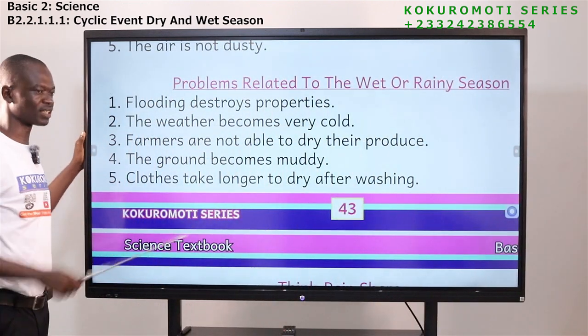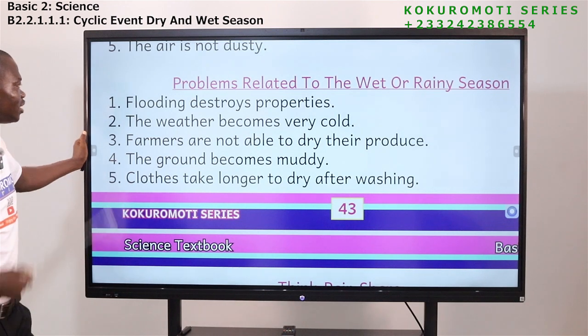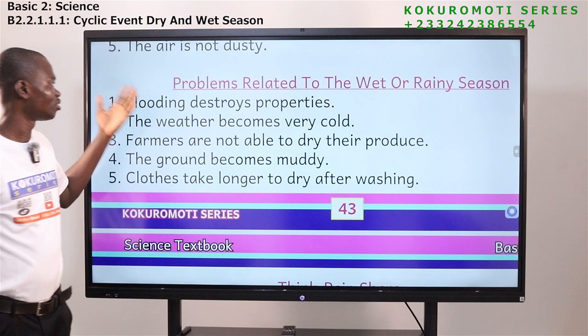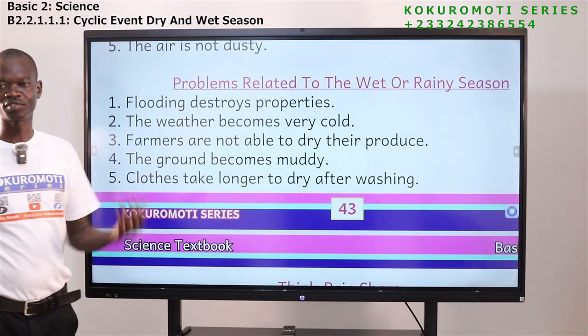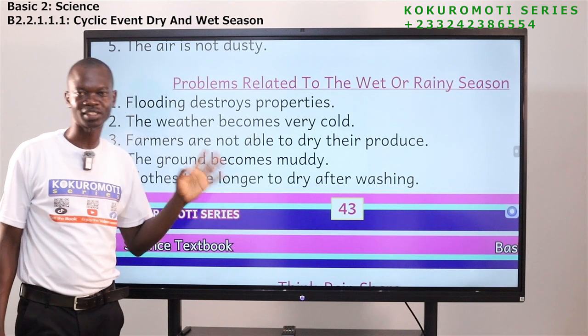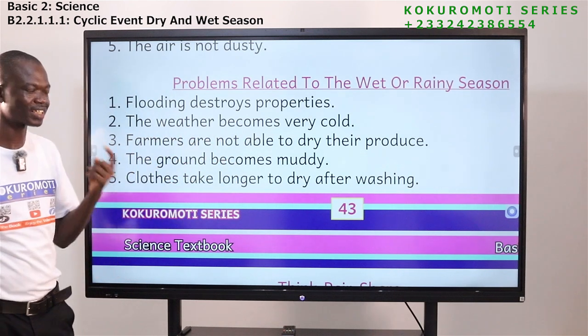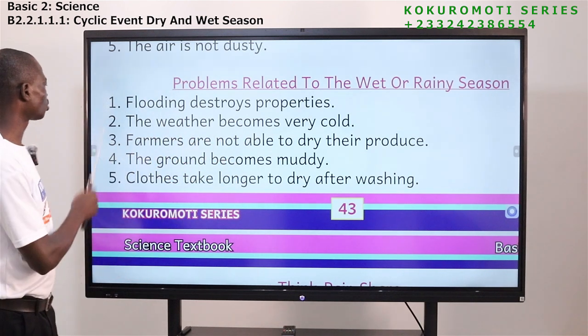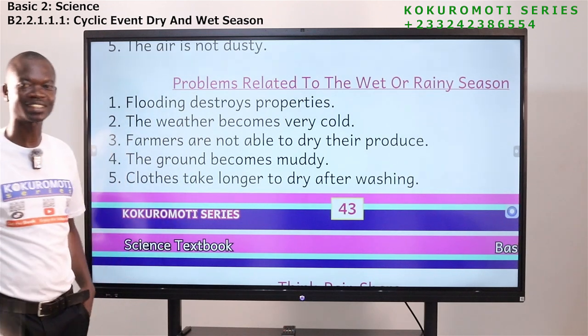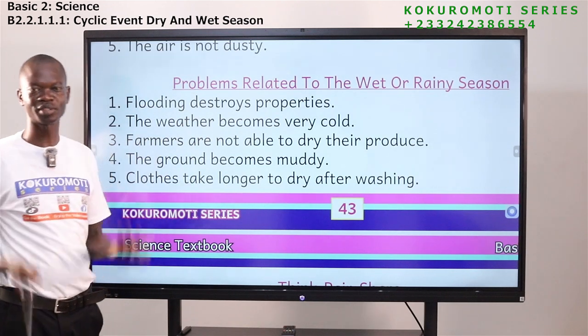1, flooding destroys properties. Flooding destroys what? Properties. During rainy season, especially in Ghana here, every year people lose a lot of things, a lot of their properties, because of flooding. So that is one disadvantage. 2, the weather becomes very cold. This is a disadvantage, it's a problem.